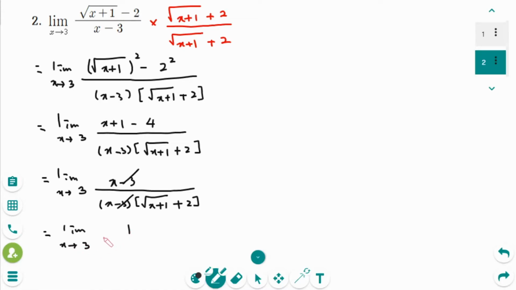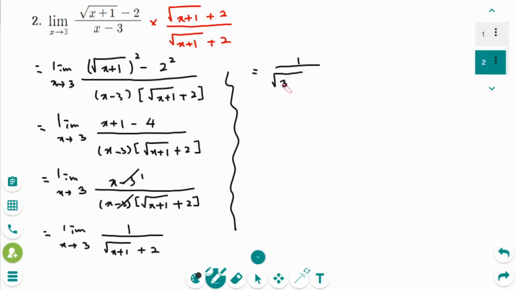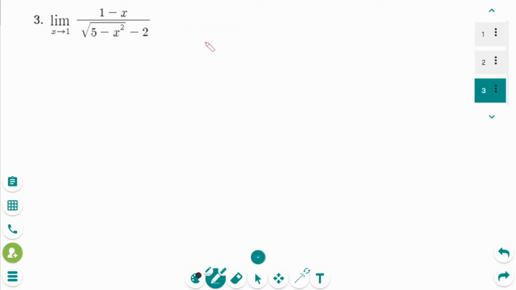So 1 over square root of x plus 1 plus 2. Then put 3 into x, square root of 3 plus 1 plus 2, square root of 4, which is 2. So the answer is 1 over 4. This is the next question. It is in the 0 over 0 form.